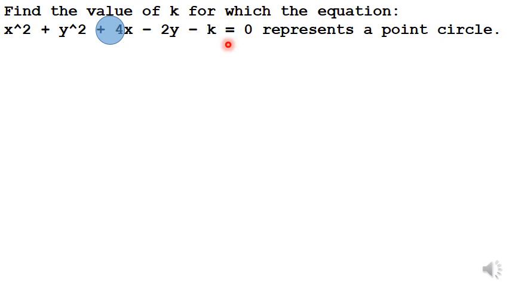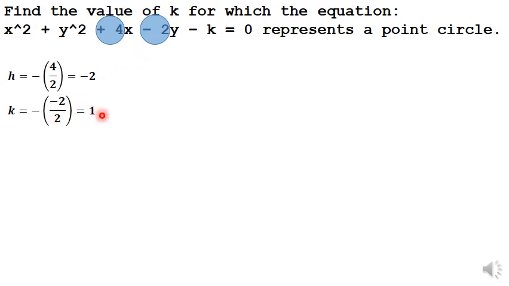First, let's identify the center in order for us to determine the radius. The abscissa of the center is given by this formula. The coefficient of x is 4. We have 4 divided by 2, and it is equal to negative 2. Next, for the k, we have negative 2 divided by 2, which is equal to 1. Now we can determine the radius using the formula for the square root of c plus h squared plus k squared.